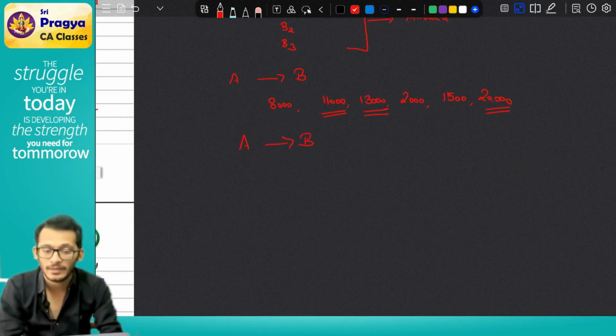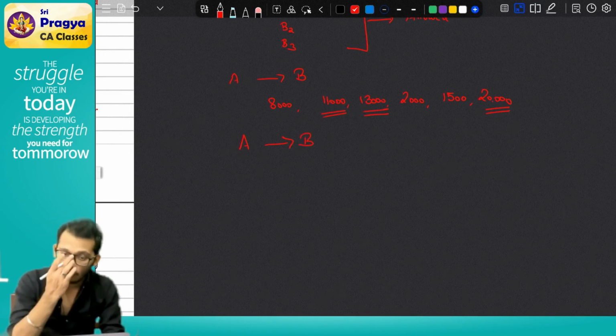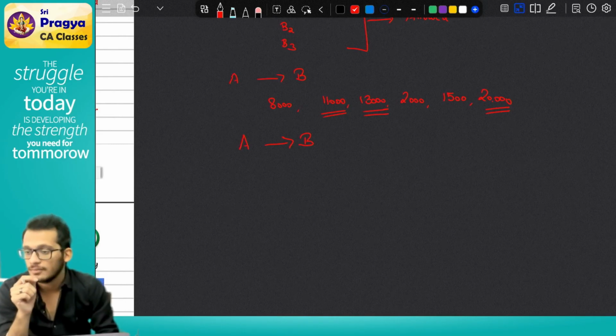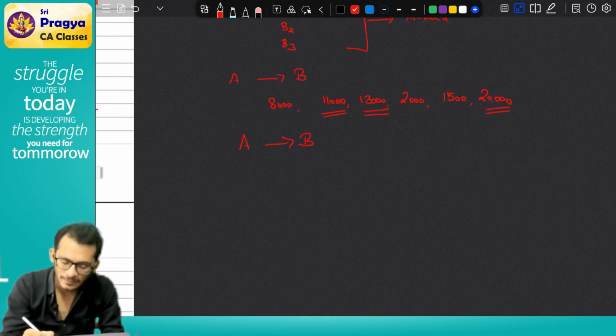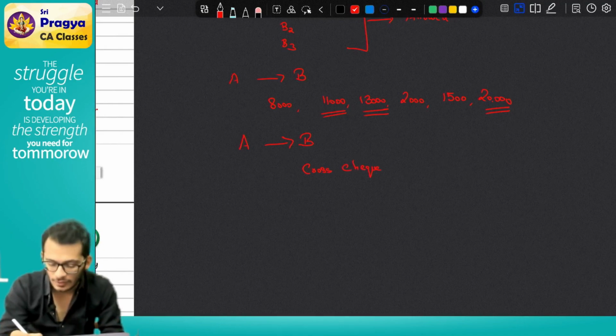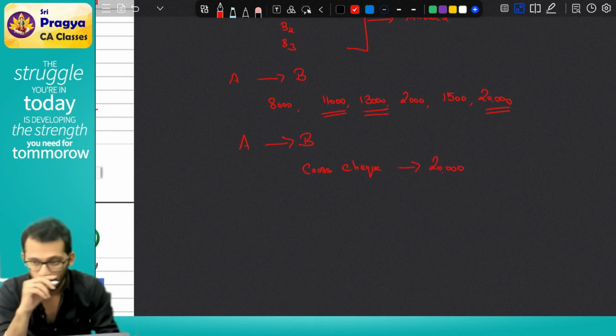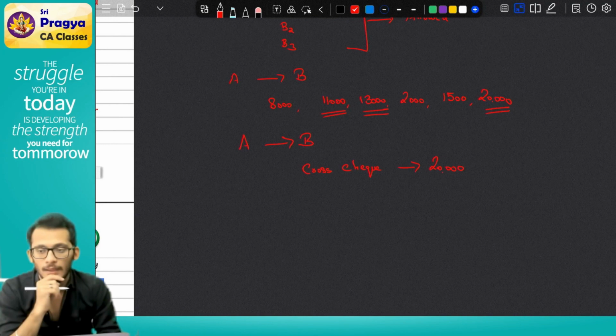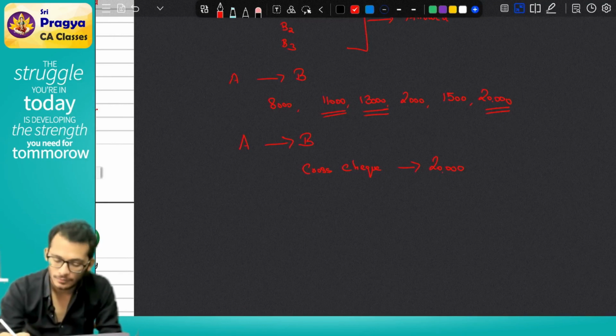Rahul, I had to make a payment from A to B. What happened is, instead of paying cash, I made the payment by cross check. So I've given him 20,000 rupees by cross check. Rahul, allowed, not allowed? Not allowed.